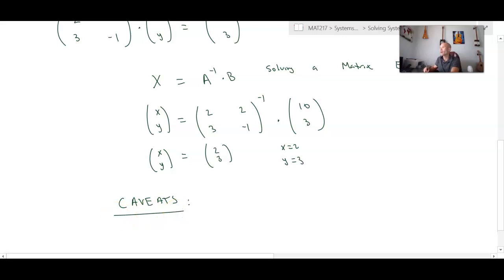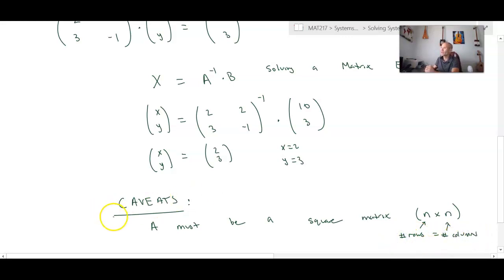And the caveats are as follows. A must be a square matrix. Square means that it has the same number of rows as it does columns. So usually we write that something like n by n. The key emphasis here is that the number of rows equals the number of columns.